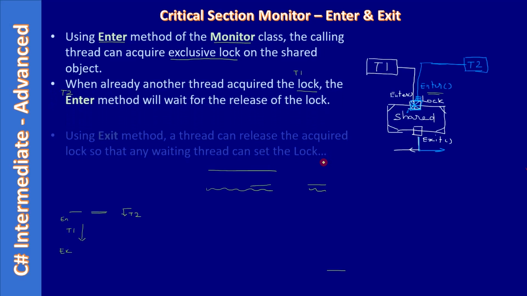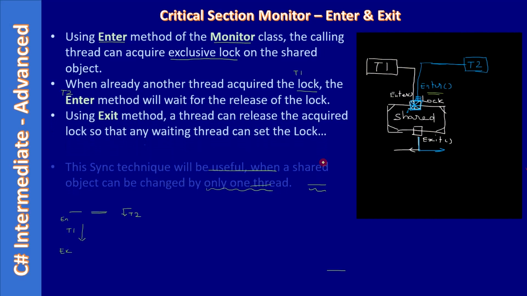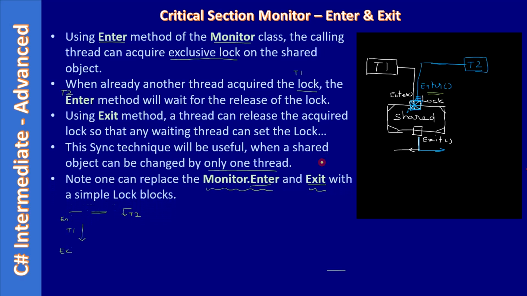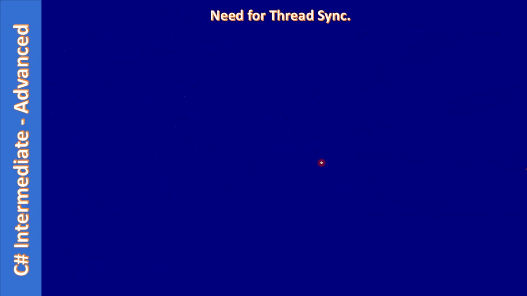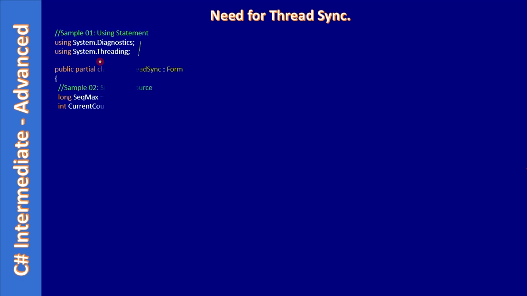In the last video we learned about critical section, enter and exit. We also learned about a similar lock block, which makes use of enter and exit of the critical section. So now let's proceed with the example. As usual we include the namespaces, diagnostics as well as threading.